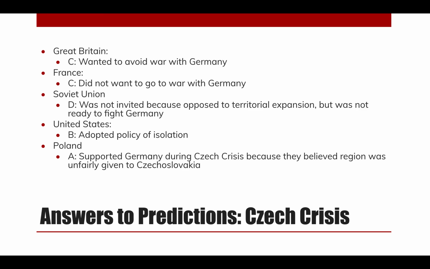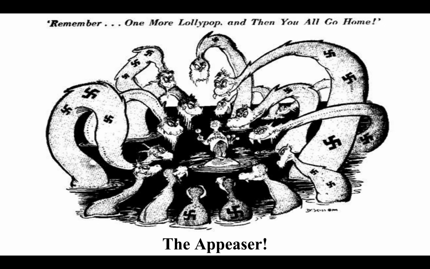Poland, they supported Germany, actually, and said, yeah, during the Czech crisis, that should go and be part of Germany. In Switzerland, they are B, neutral, but they're preparing for war. They kind of see the writing on the wall. All right, and so here we kind of have this picture.